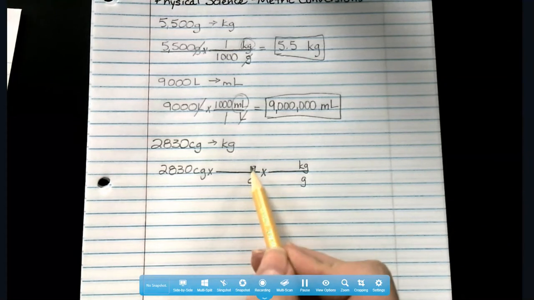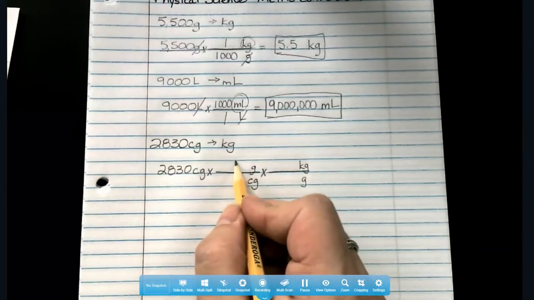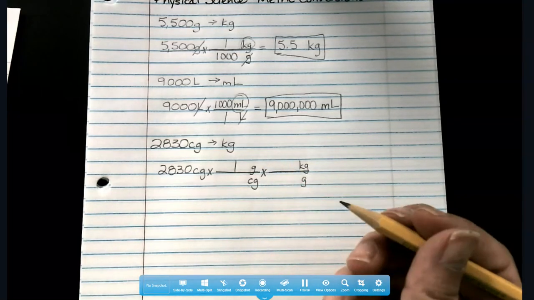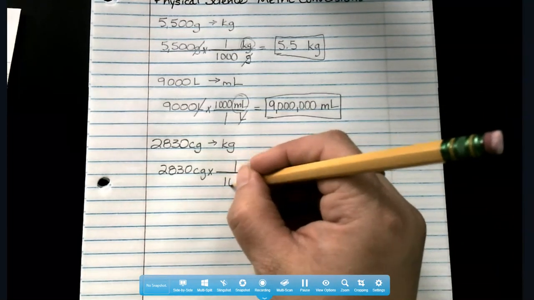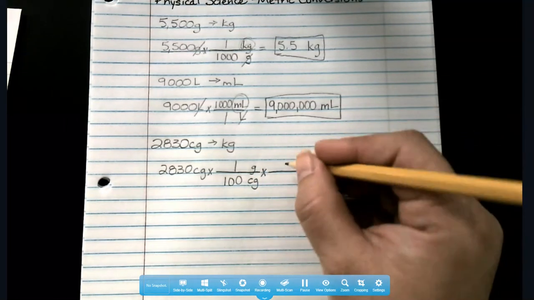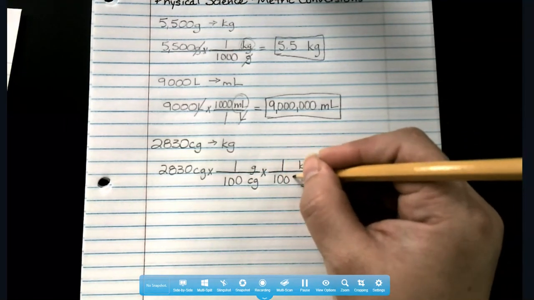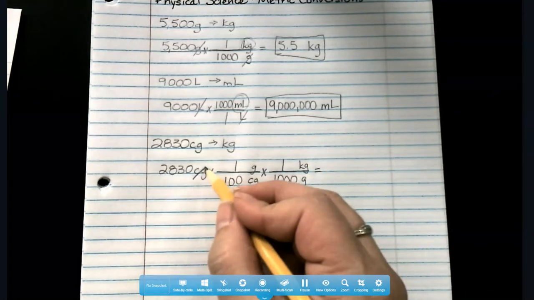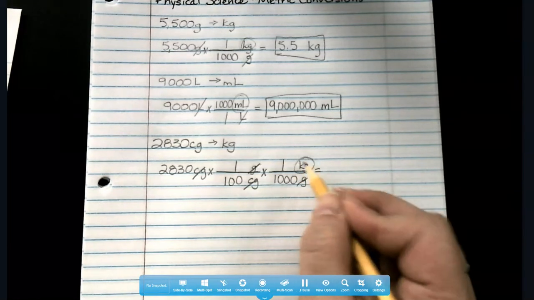So which one of these is bigger, a gram or a centigram? A gram is bigger. Centi, remember there's 100 cents in a dollar, so there's 100 centigrams in 1 gram. Over here, a kilogram is bigger. There's 1,000 grams in a kilogram. Now we can cancel. We're left with kilograms.